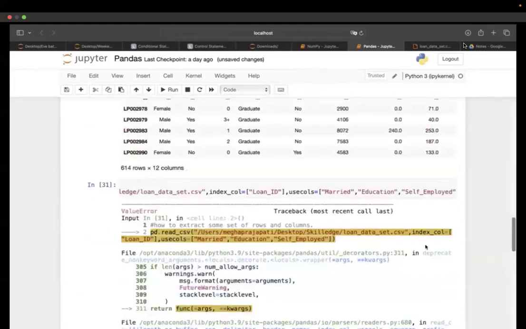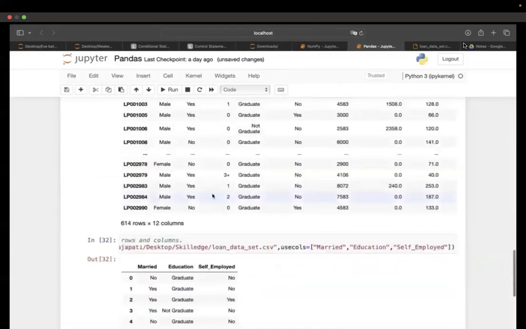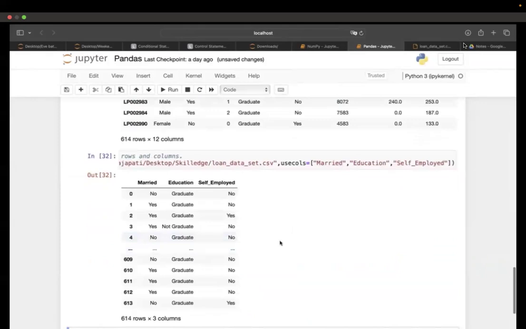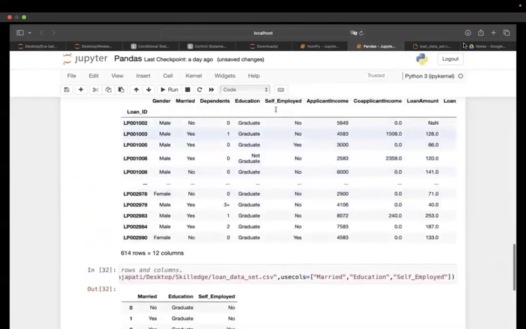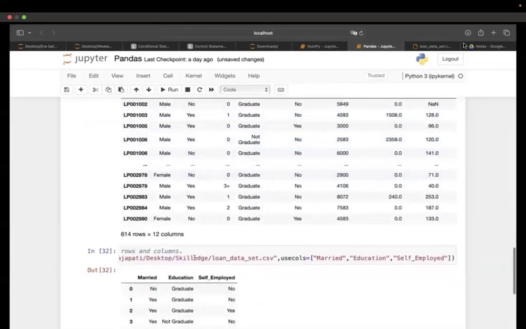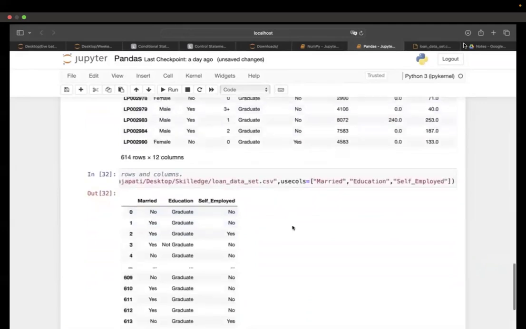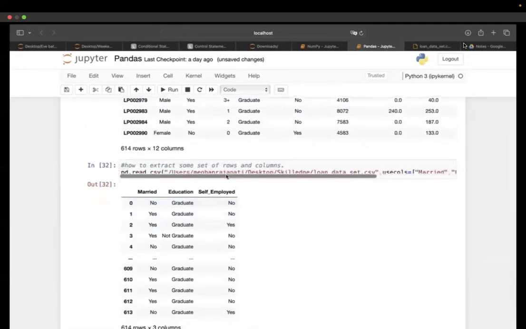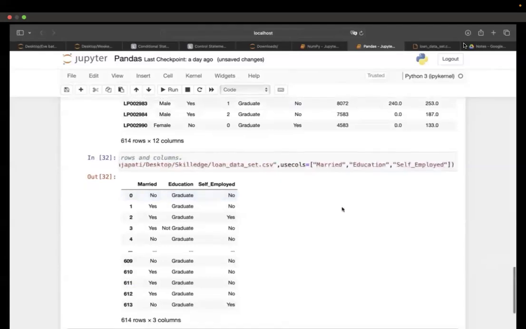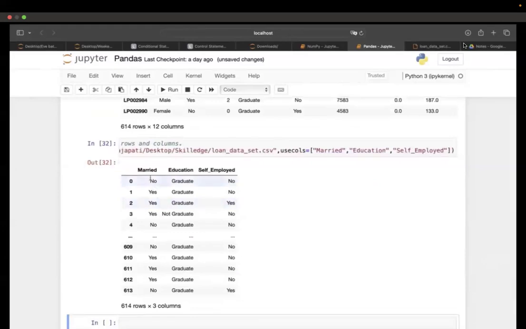Okay, running this. Wait a minute. I have to save it. Just remove this part and work this. So it was unable to pick that up. I have to save this in some variable and reuse that variable. That's why it is creating a problem. So don't worry, you can do this one by one. First, set the index, put this in some variable, and then later try to extract the columns out of it. Now you can see married, education, self-employed. These three columns are extracted out of the whole data set. And we do have all the number of rows here.